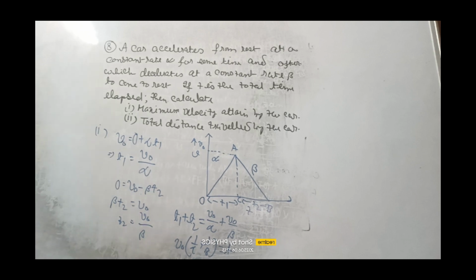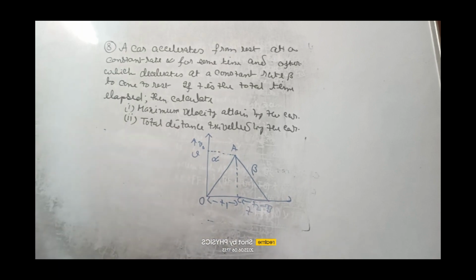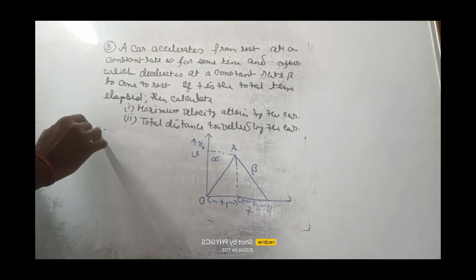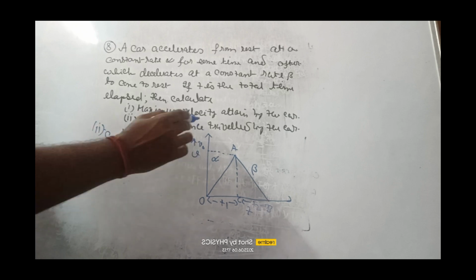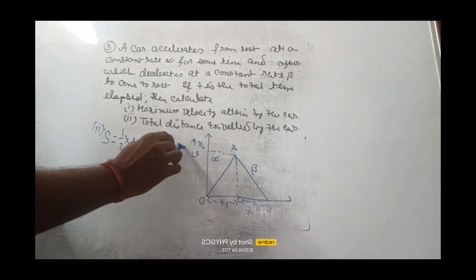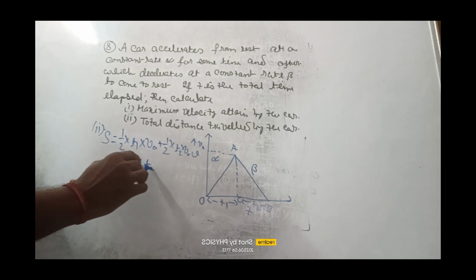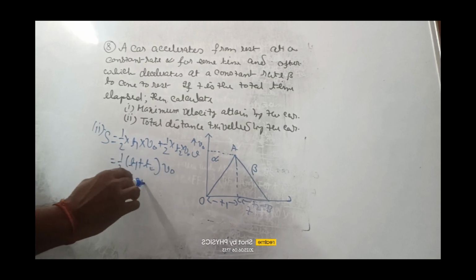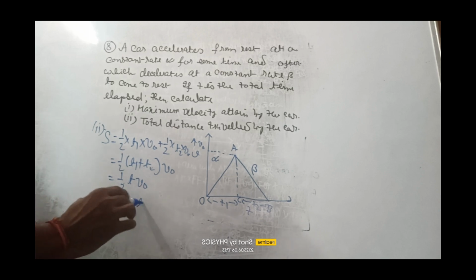Now move to the second part, the total distance traveled by the car. Here we use the graph. Total distance s equals half into base into height, where the height is the maximum velocity. For the second triangle, half into base into maximum height. Now here, half t1 plus t2 into v0. t1 plus t2 means t. Now we have s equals half v0 into t.